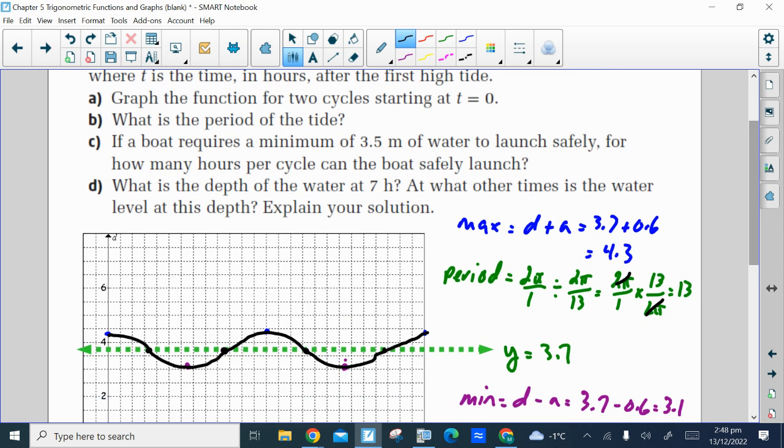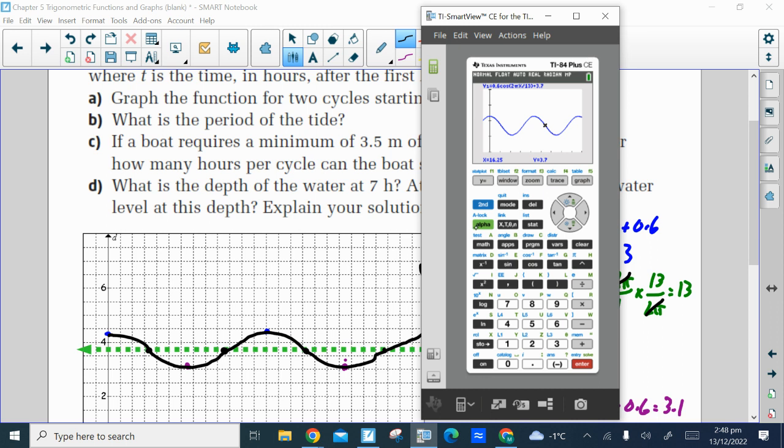So part B, we've already answered that. We found our period to do our graph. In this case, the boat requires a minimum of 3.5 meters of water to launch safely. How many hours per cycle can the boat safely launch? So again, we'll go to our calculator, we'll do a second equation, y equals 3.5.